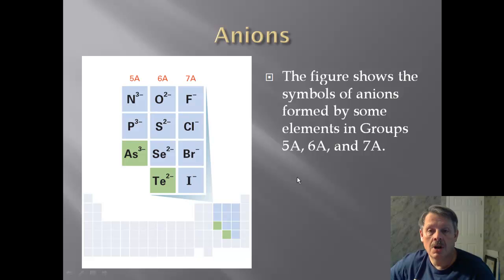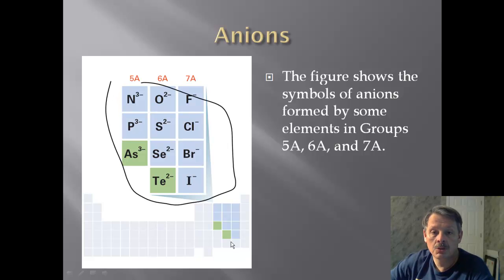It does not change. However, the anions are different. Now, we're only caring about these 11 anions over here. Those are the ones we care about. And you'll notice they're way over here on the right-hand side of the periodic table. Remember, we do not include the noble gases because they do not bond.